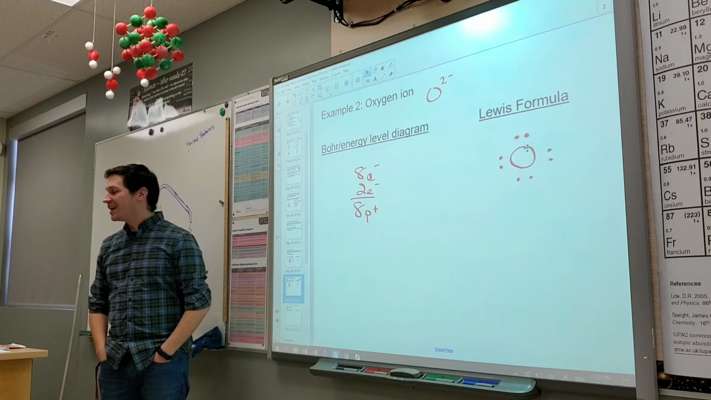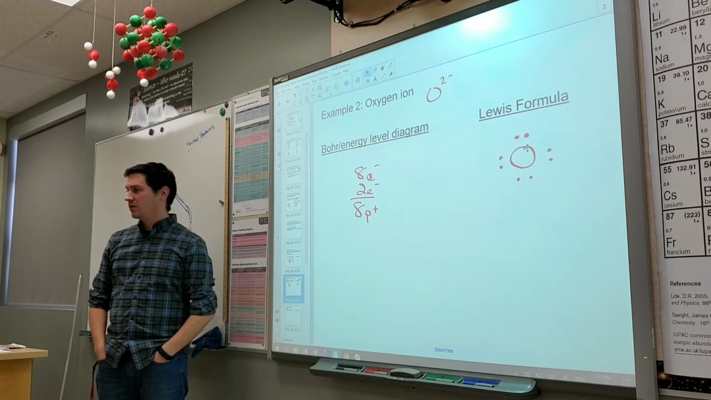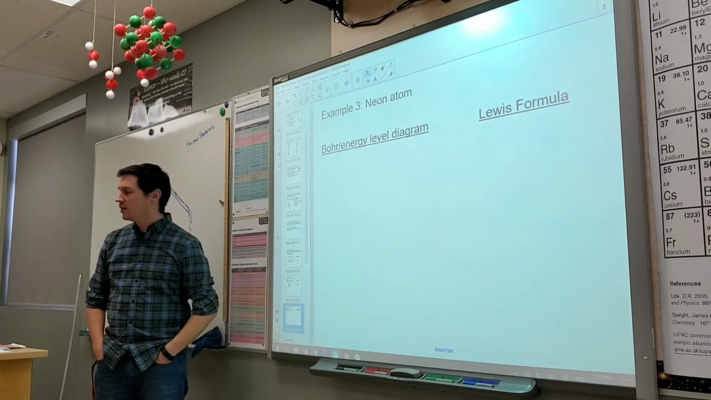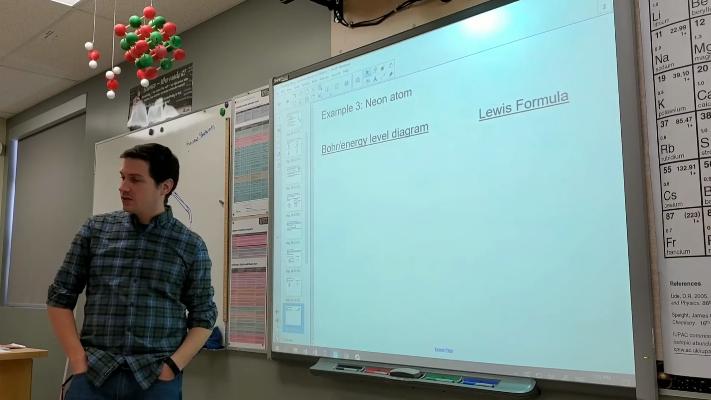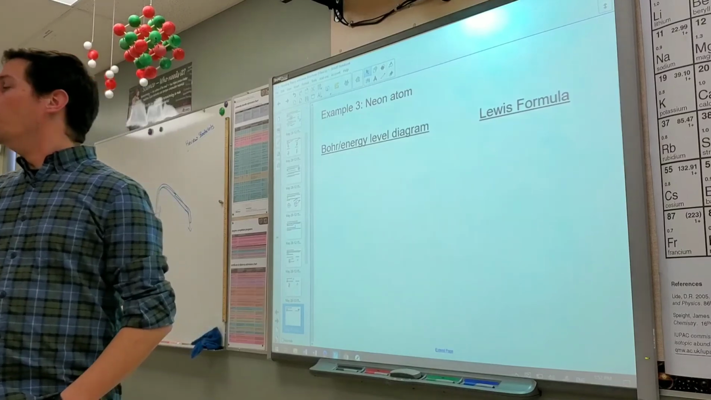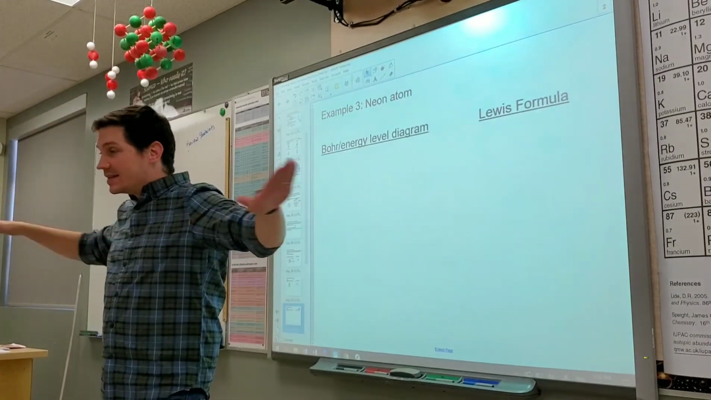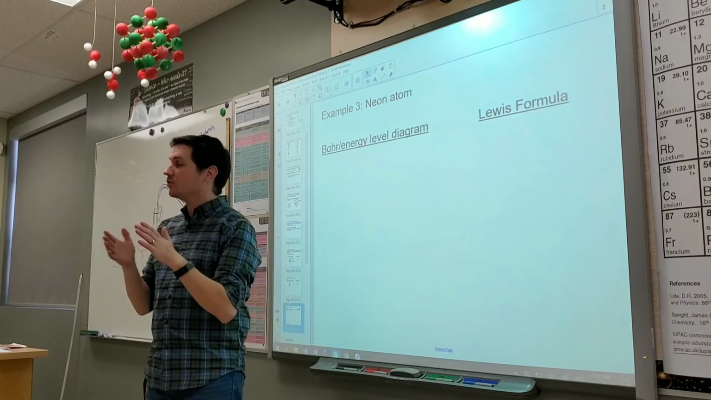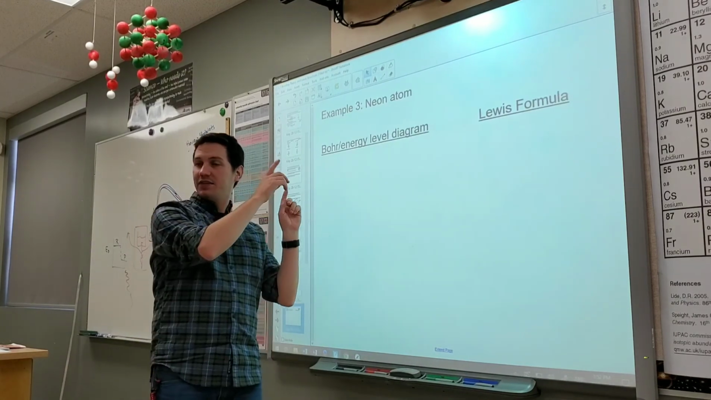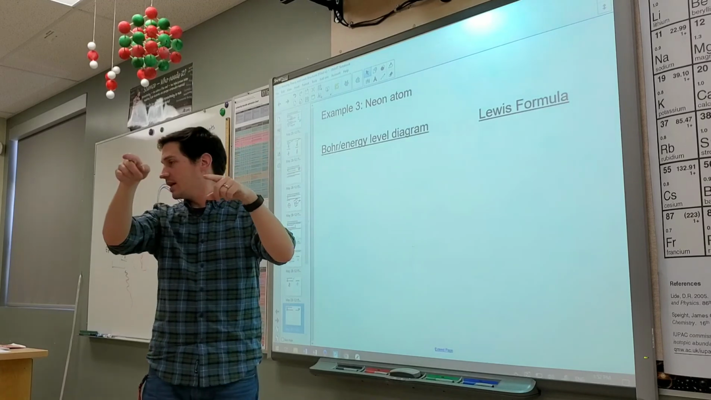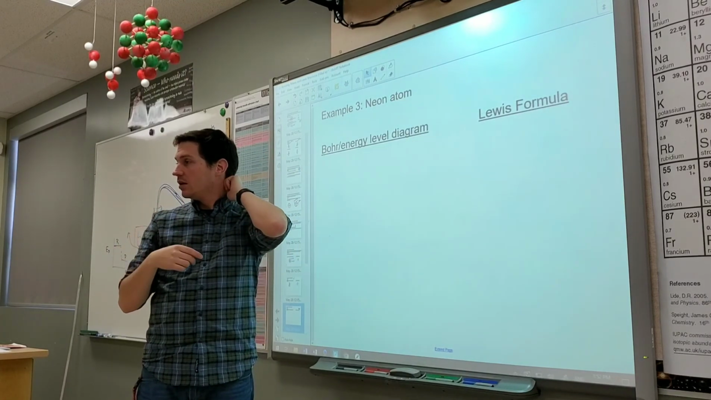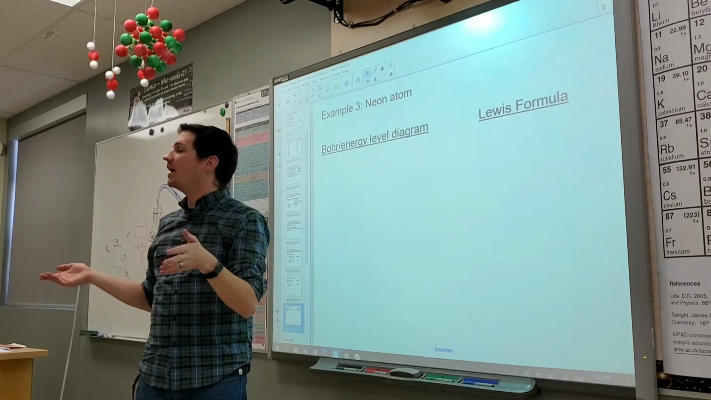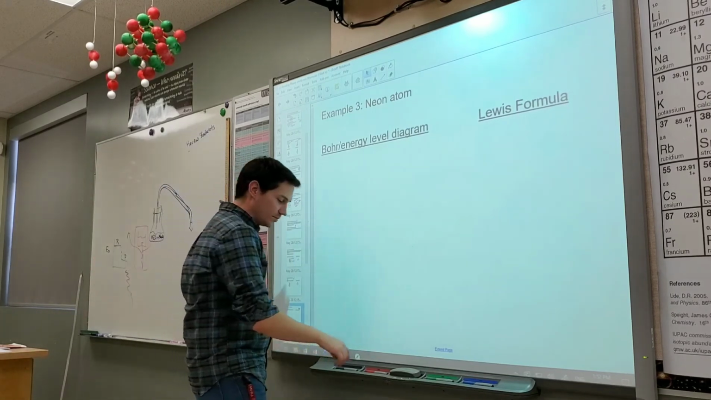We're going to do one last one. Let's do a neon atom. Which row is neon in? It's in the second row. How many elements do you have to count to get to neon? 8. So how many valence electrons does it have? As an atom, it's got 8. Perfect. No problem.